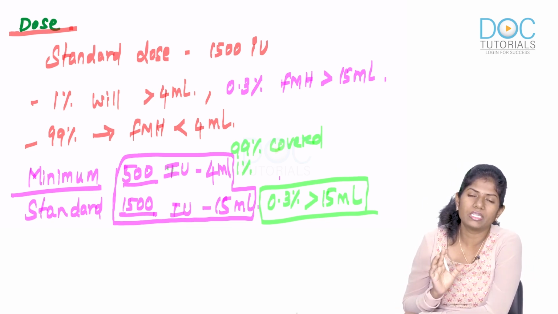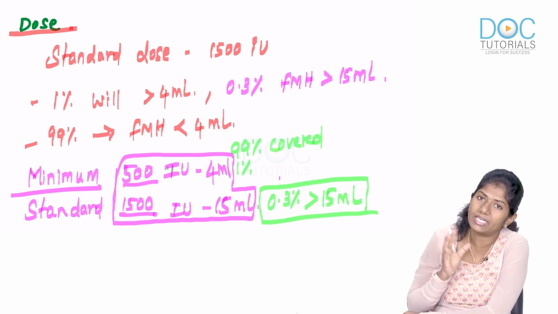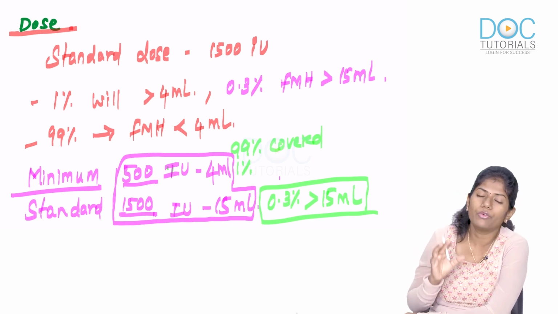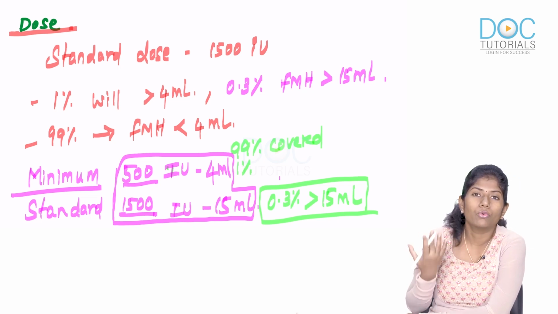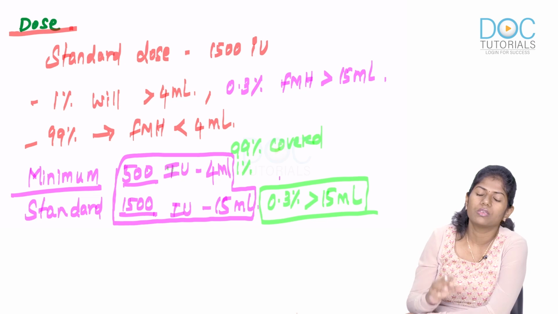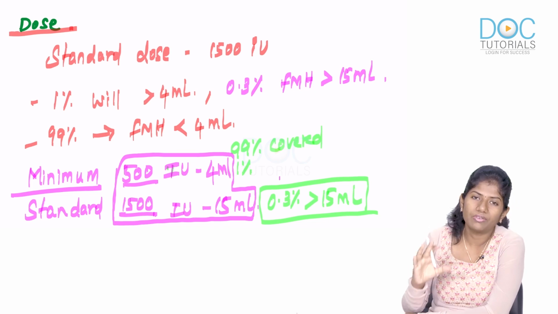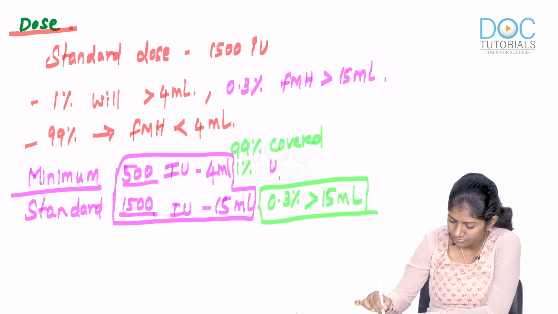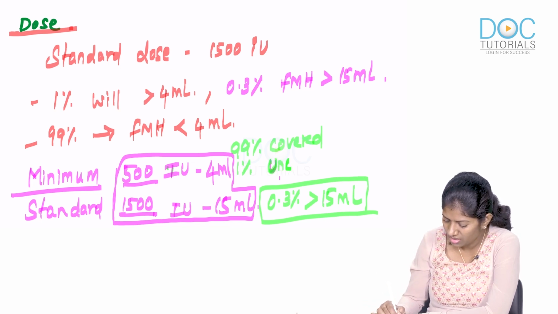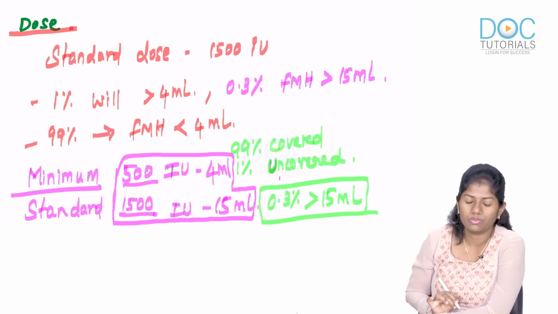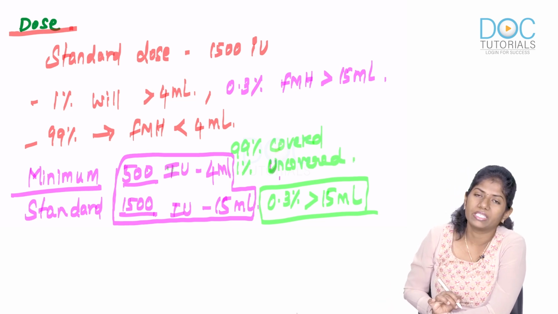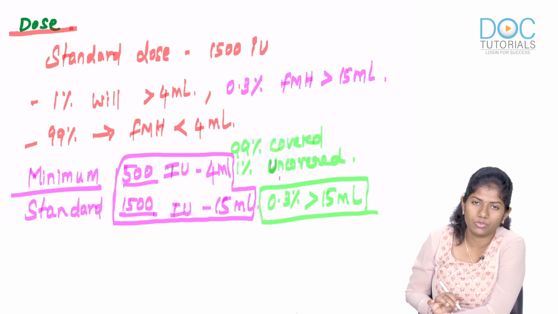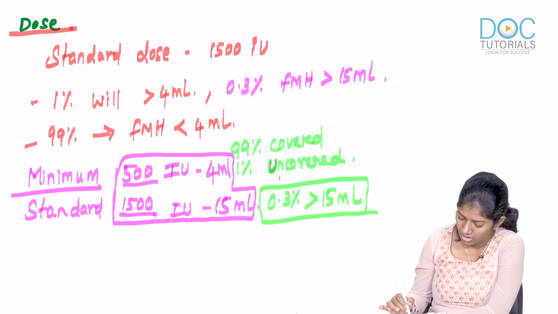So how many RH negative women will have a fetomaternal hemorrhage of less than 4 ml? 99%. How many of them will have a fetomaternal hemorrhage of more than 4 ml? 1%. So what percentage of women would not be covered with the minimum dose of 500 international units? 1% uncovered. 1% of the Rh negative women receiving a dose of 500 international units would not be covered with the given anti-D. So these are the MCQs here.